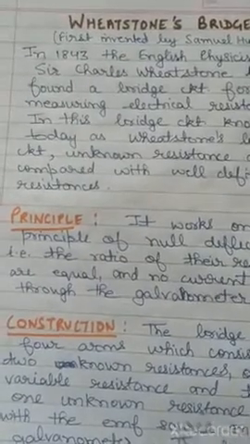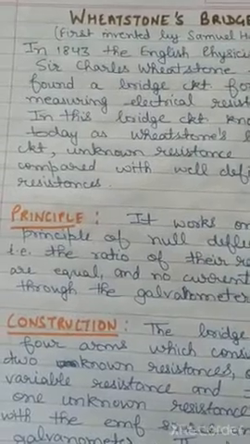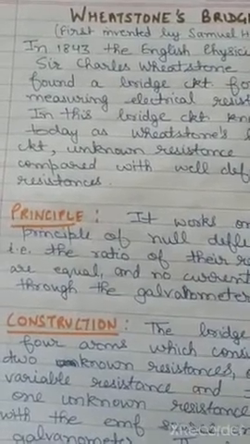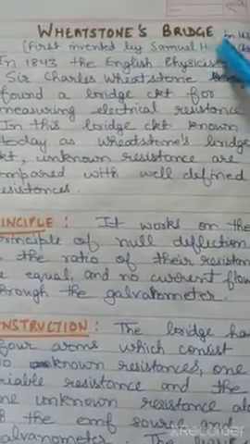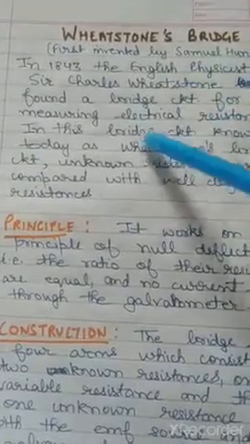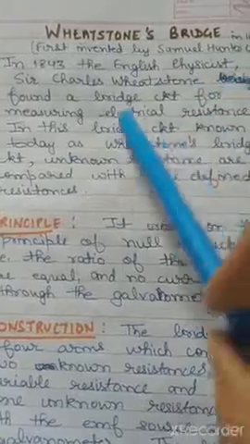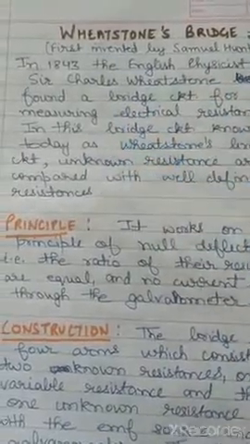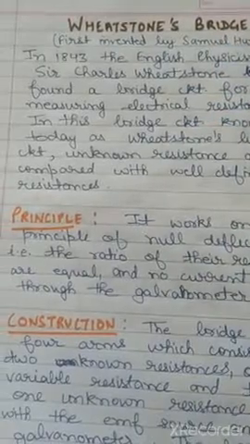Hello everyone. So today we will discuss the topic Wheatstone's Bridge. This Wheatstone's Bridge was first invented by Samuel Hunter Christie in the year 1833. He first invented this device, and later on Sir Charles Wheatstone in 1843 gave some improvement in this device and named it Wheatstone's Bridge.